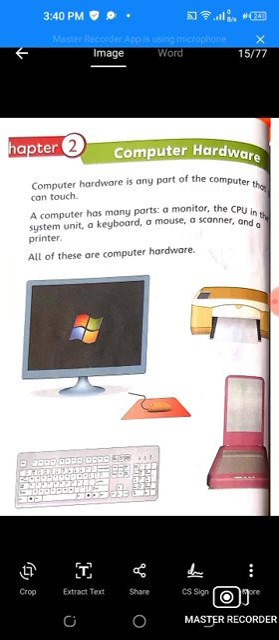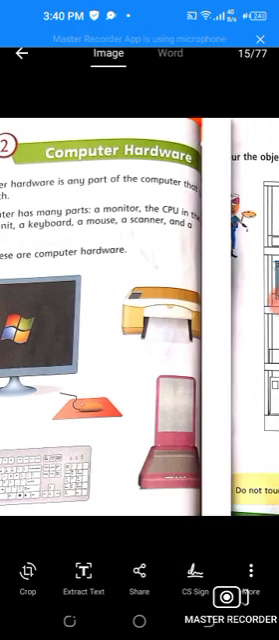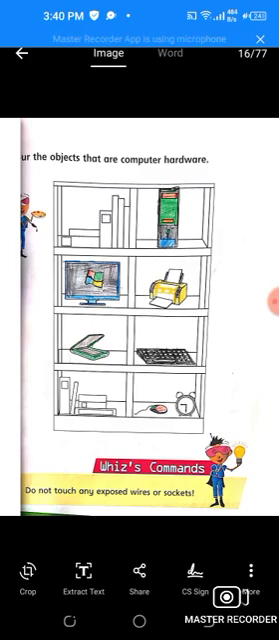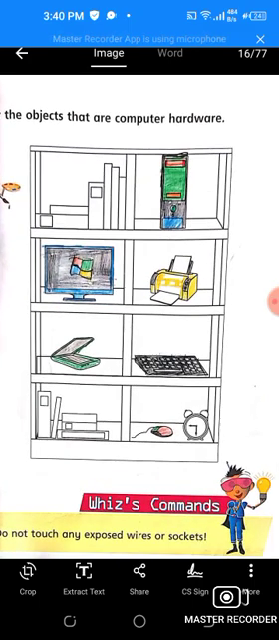Monitor, mouse, printer, scanner, keyboard, CPU. Point the CPU. Is there any CPU? No, it is missing. We are judging whether you recognize or not. Now look on the next page.